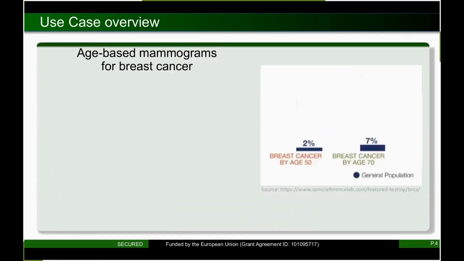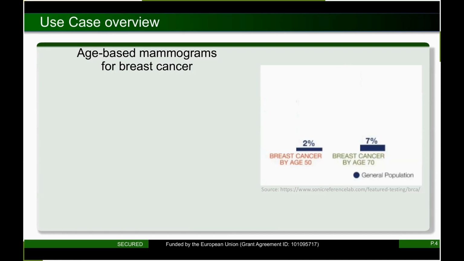But how do we do that? One of the ways that this is commonly done in many countries, if you think, for example, about breast cancer, is age-based mammograms, where in many countries, after the age of 50 or 55, women start receiving invitations for mammograms every 2 or 3 years. While this seems like a reasonable thing, if you look at the plot on the right, in the general population, the prevalence of breast cancer by age 50 is just 2%. So you think, okay, this is working already at a perfect time.